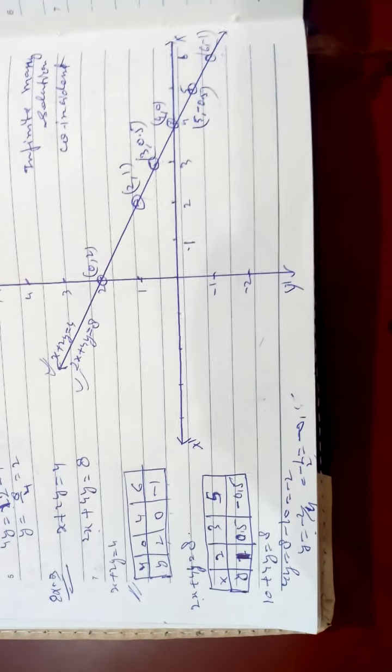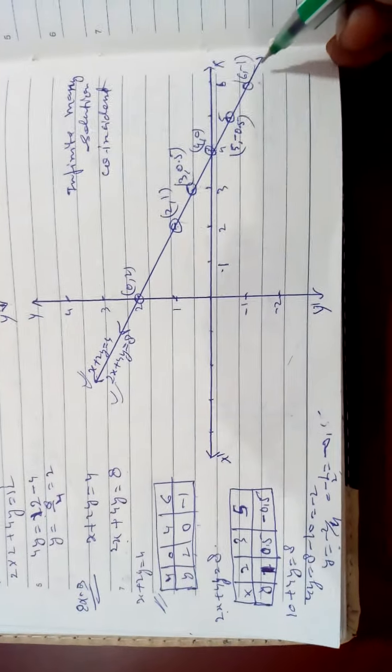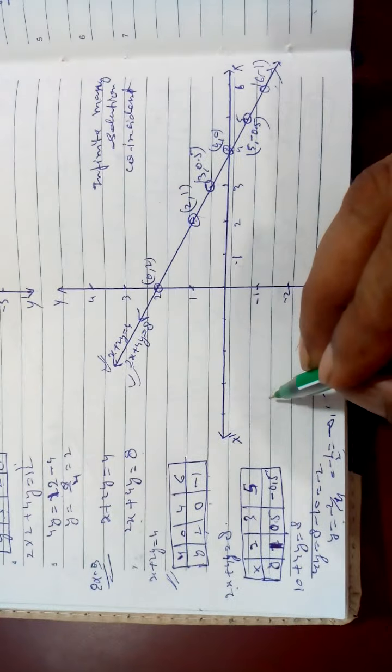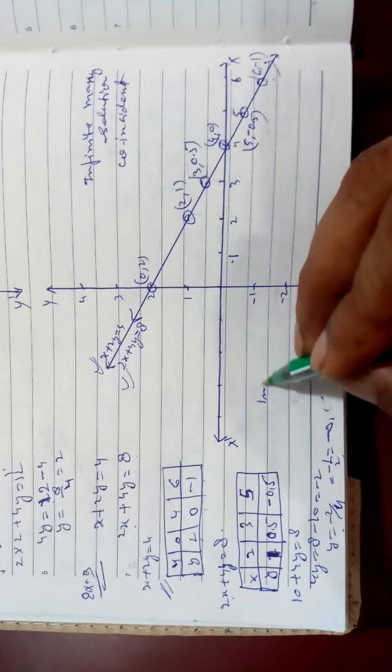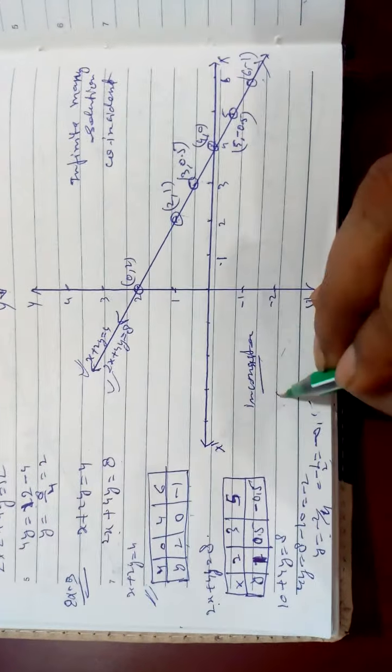Under this I am writing the name. It means both are overlapping. You don't know where the line is. Both are overlapping lines. What is this called? It is called inconsistent. What is called inconsistent means overlap.